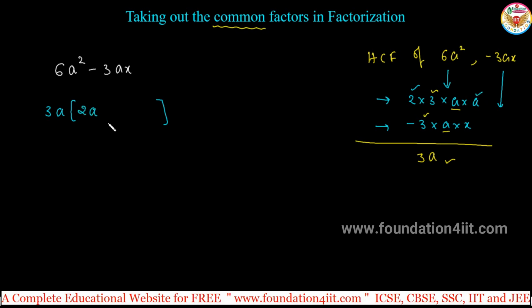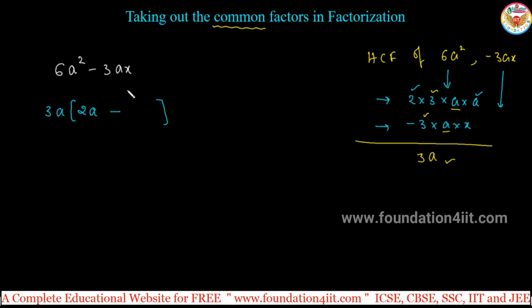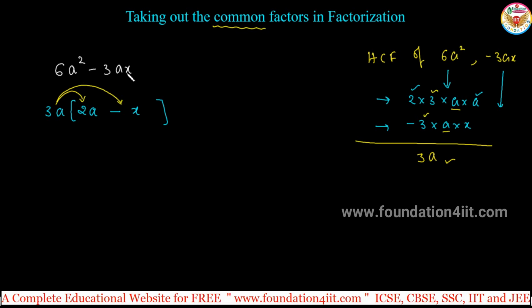Actually this factorization is the reverse of the multiplication. If you multiply these both, again this question should come. You can verify. 3a into 2a is 6a square. 3 into 2 is 6, a into a is a square. Minus, as it is 3a, this is 3ax. So it's the reverse of multiplication. If you multiply these both, again you will get the question, 6a square minus 3ax. So that's why factorization is the reverse of the multiplication.